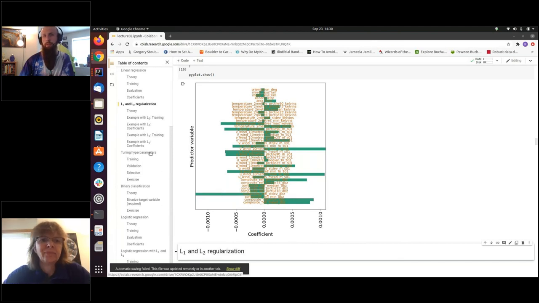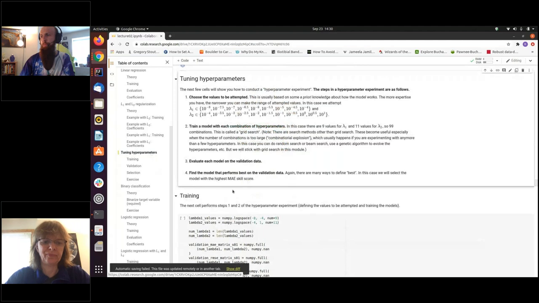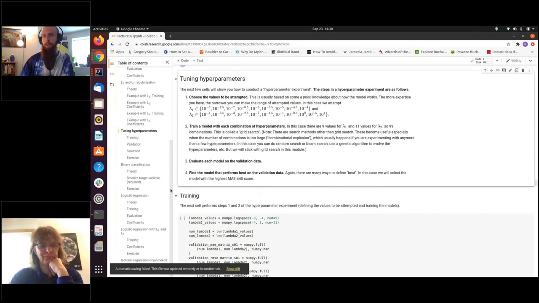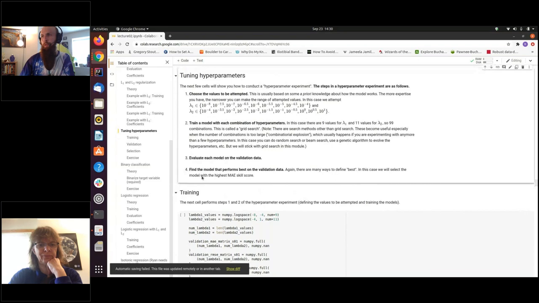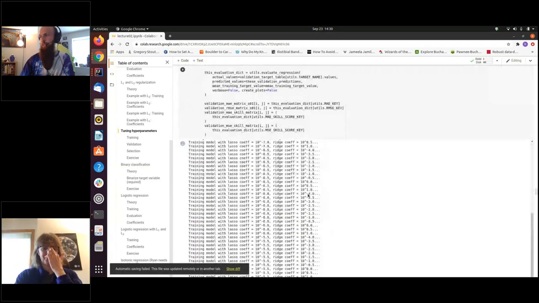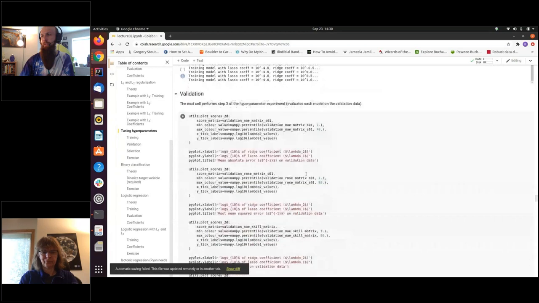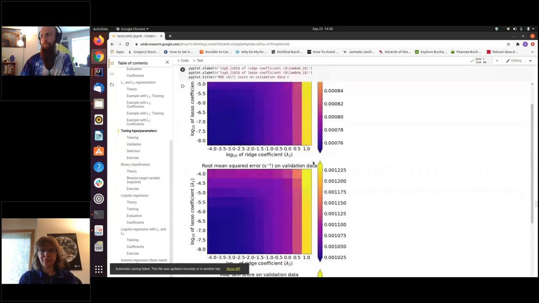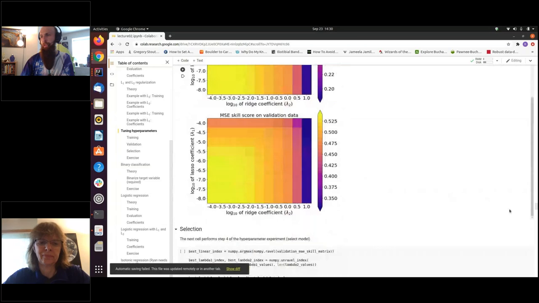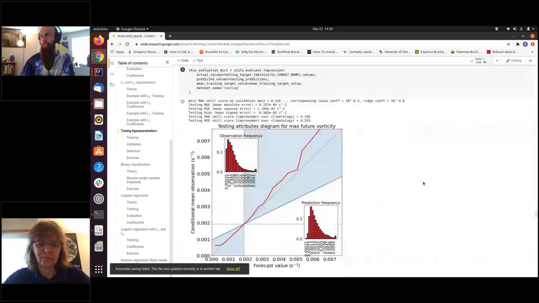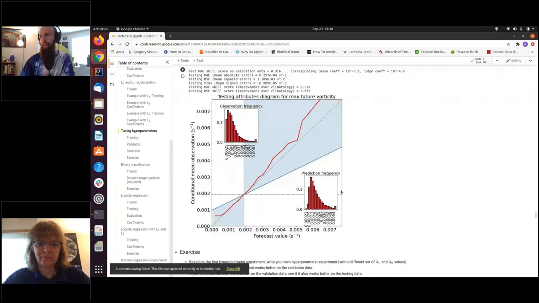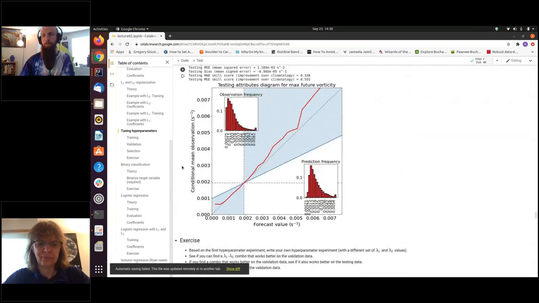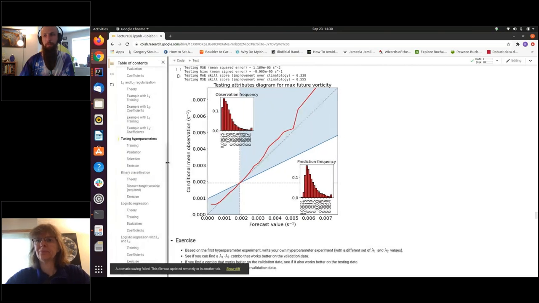But we're running out of time. So the last thing I'll show you really briefly is that we have a couple examples of hyperparameter experiments in here, or hyperparameter tuning, which Imme was talking about in section 5. So you can see how a full hyperparameter experiment is done. So how you go through the training, you train models with a bunch of different hyperparameters, you validate them, so you evaluate every single model on the validation data, and then you select the model that performs best on the validation data, and then you choose that model, and you look at how well it performs on testing data. So I think that's a really useful component of this notebook for people who end up dabbling in machine learning themselves and becoming practitioners.